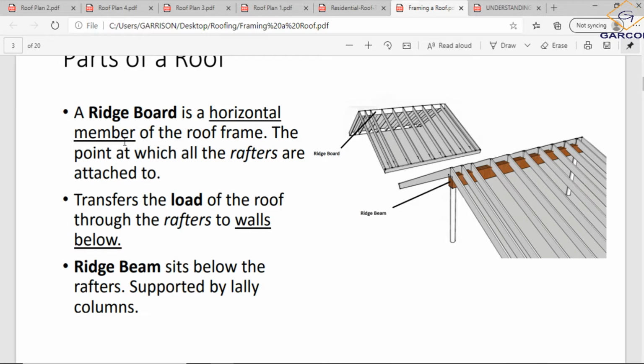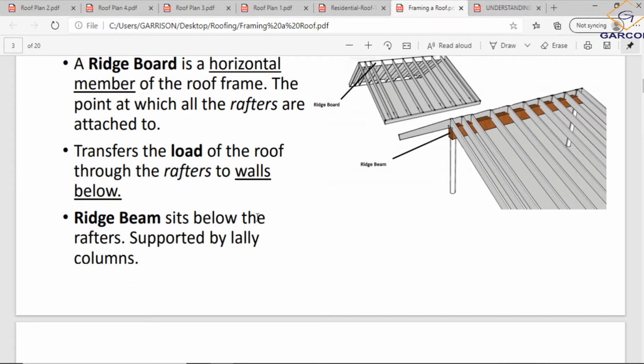So a ridge is a horizontal member of the roof frame, the point at which all the rafters are attached. It transfers the load of the roof through the rafters to the wall below. So the ridge basically transfers the load from the wind or from above the roof, going all the way down through the rafters to the walls.